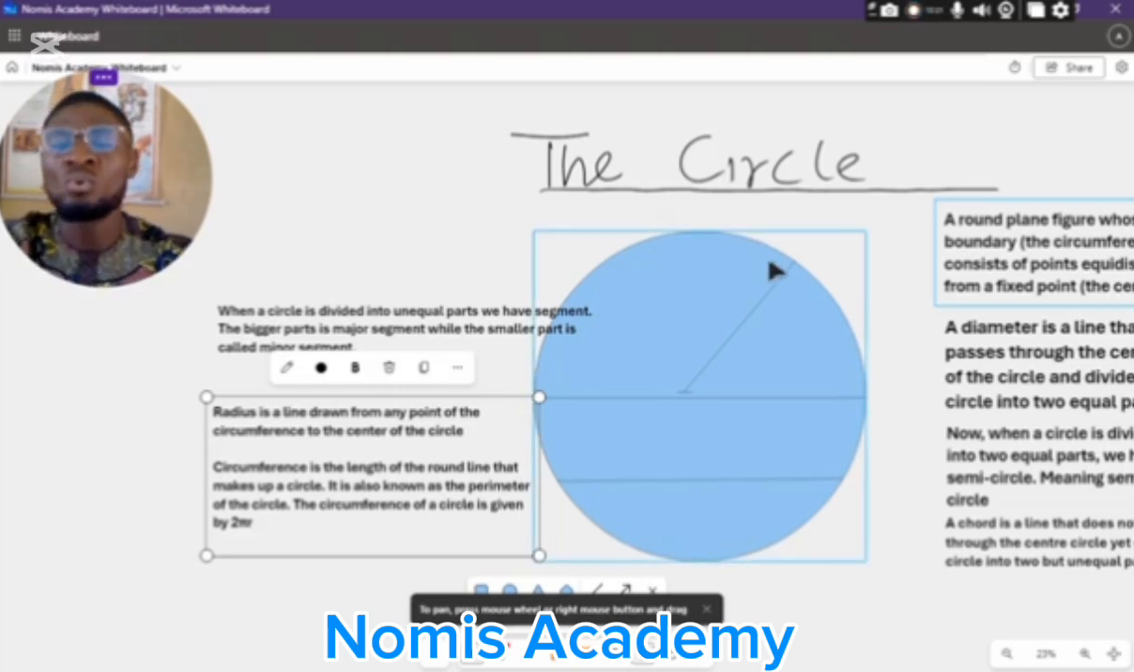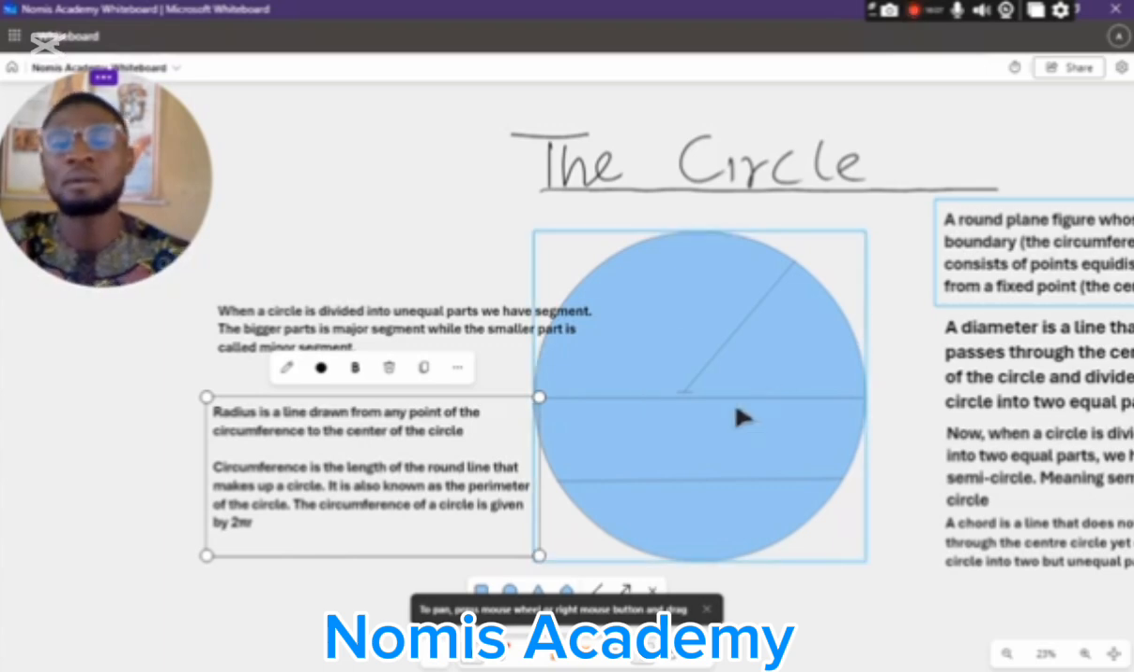So we have a small part of the circle bounded by 2 radii and an arc, and we also have a larger part of the circle bounded by the same 2 radii and a bigger arc. Now, what do we call it? A part of a circle bounded by 2 radii and an arc is called a sector. The smaller part is called the minor sector, while the bigger part is called the major sector. Is that clear? Depending on the size, it is minor or major.